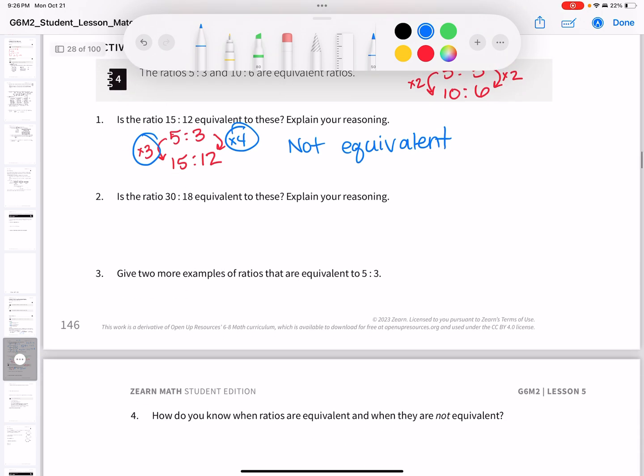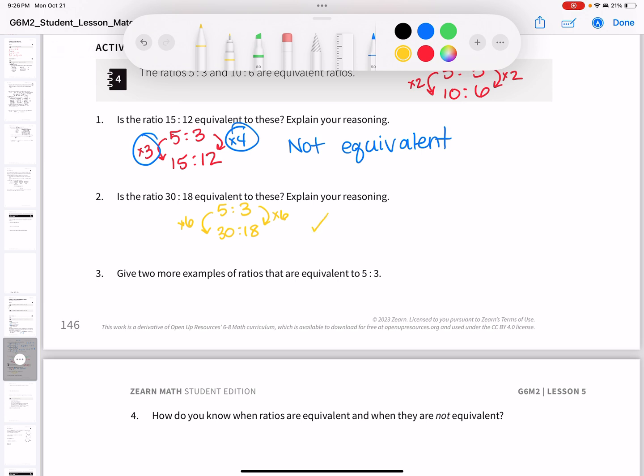All right, let's try this one. Is the ratio 30 to 18 equivalent to these? Again, let's start with our original 5 to 3. And then we have 30 to 18. Well, 5 times 6 equals 30. What is 3 times 6? 18. So they are equivalent.